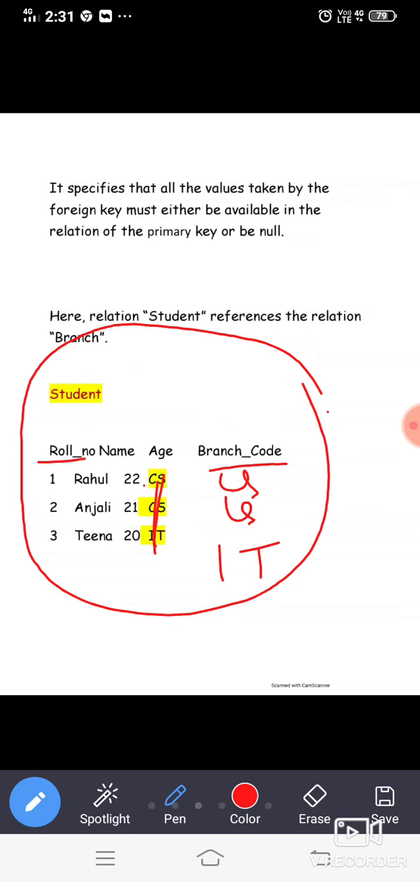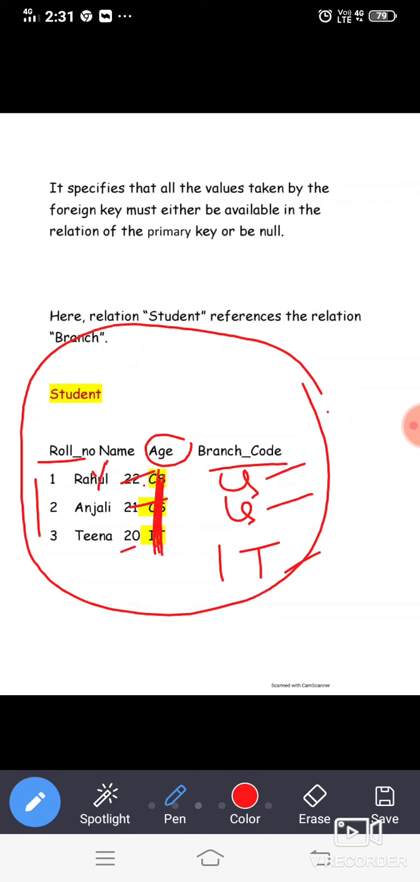So we have how many columns here? Roll number is there, name is there, and age is there, these are the ages. And the branch code is there, that is CS and IT. Right? Now this is the first table.